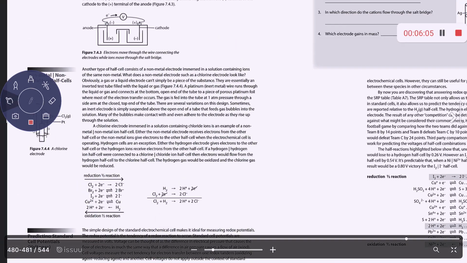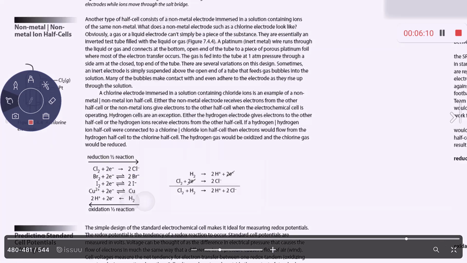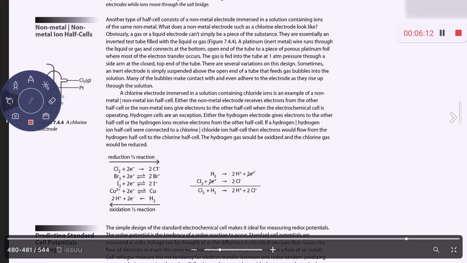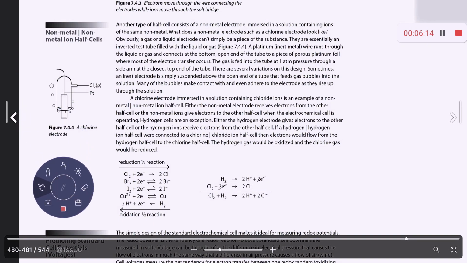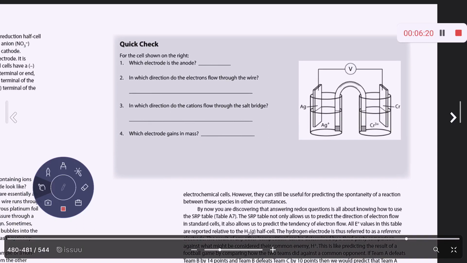Okay, sometimes they're going to give you an unusual electrode. I'm going to let you read about that. Okay, so read this briefly, and then let's take a look at the quick check. Why don't you do the quick check with the person sitting next to you?